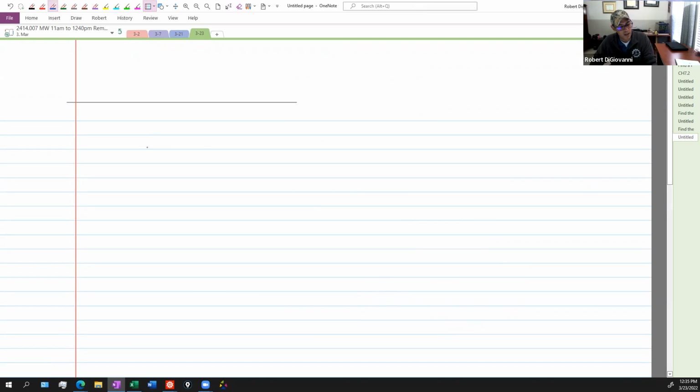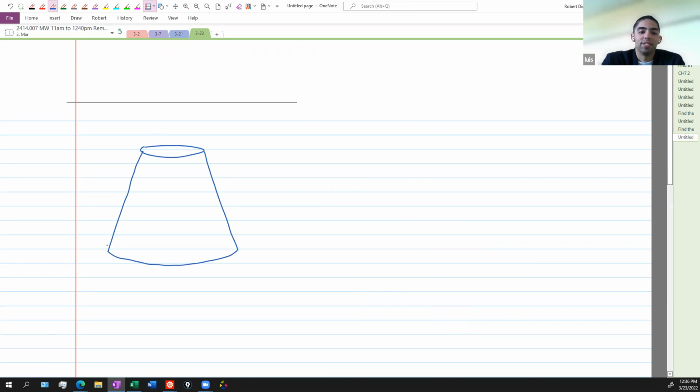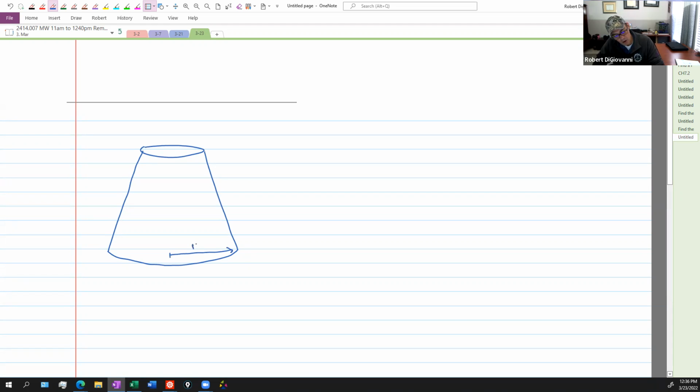I want to know, if you have this object, which is called a frustum, it almost looks like a lamp shade. If I give you the bottom radius, we'll call that R1, and I give you the top radius, we'll call that R2, and I tell you how tall this is, the height, then what's the volume of this? We should be able to figure that out. There is a formula.